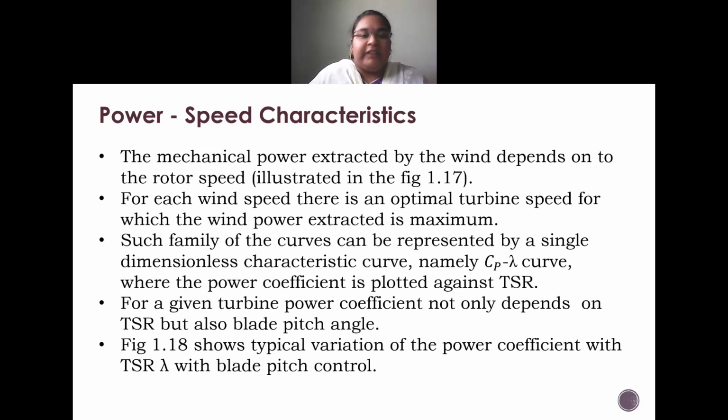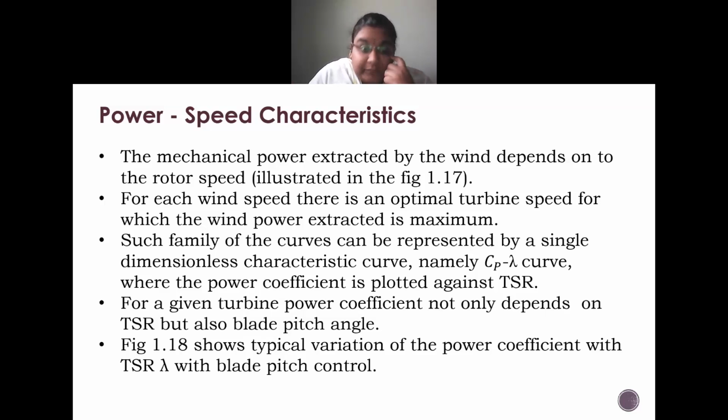Now, for a given turbine, the power coefficient not only depends upon TSR but also on the blade pitch angle. TSR is the tip speed ratio. It depends on the tip speed ratio; we have established that, we are done with that. But we need to understand that the power coefficient also depends upon the blade pitch angle, the angle at which the blade is being rotated. That is the pitch angle.